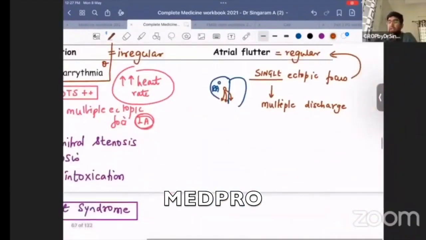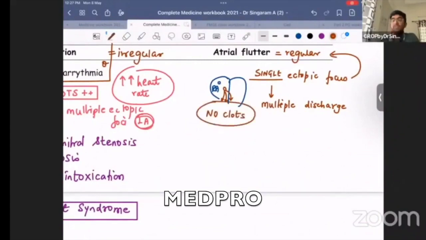Do you think here there will be clot formation or no clot formation? It is a regular rhythm, so there is no clot formation. So there is no risk of thromboembolism in this particular patient. I hope you are able to follow this. Here also, the patient will present with palpitation. And most of the time, please remember, the patient would be a stable patient.